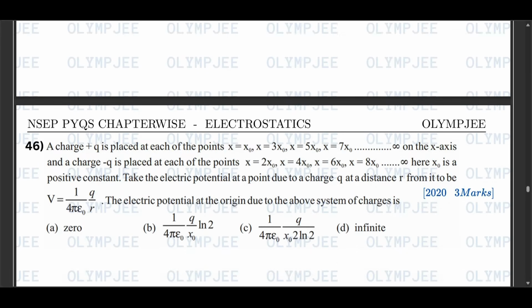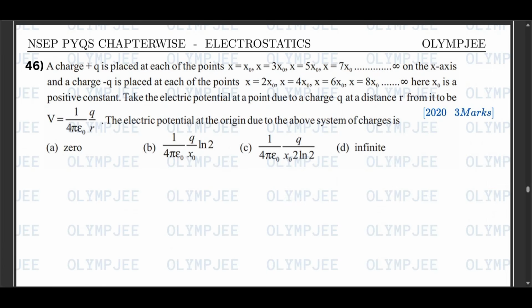Moving on to question 46, it says a charge plus q is placed at each of the points x is equal to x naught, 3x naught. So difference of 2 between them, and so basically they are kept at odd multiples of x naught, and negative charges are kept on even multiples of x naught, so 2x naught, 4x naught, 6x naught. So x naught is a positive constant, so the electric potential at a point due to a charge q at a distance r is given by this, you already know.